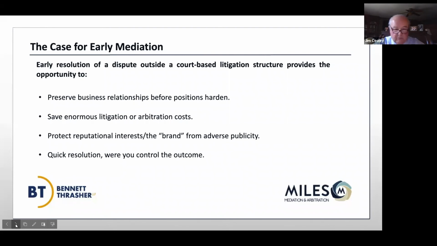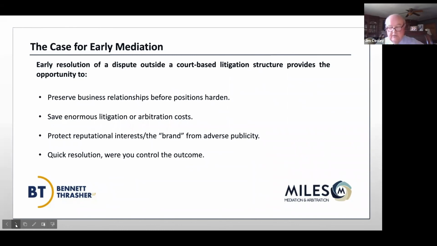You can preserve business relationships before positions get really hardened. You can obviously save enormous cost. You can protect the reputational interest of the client, the brand, from adverse publicity. And you can oftentimes get a much quicker resolution where you're in control of the outcome and you're in control of the time that you and others spend involved in this effort rather than in running the business.